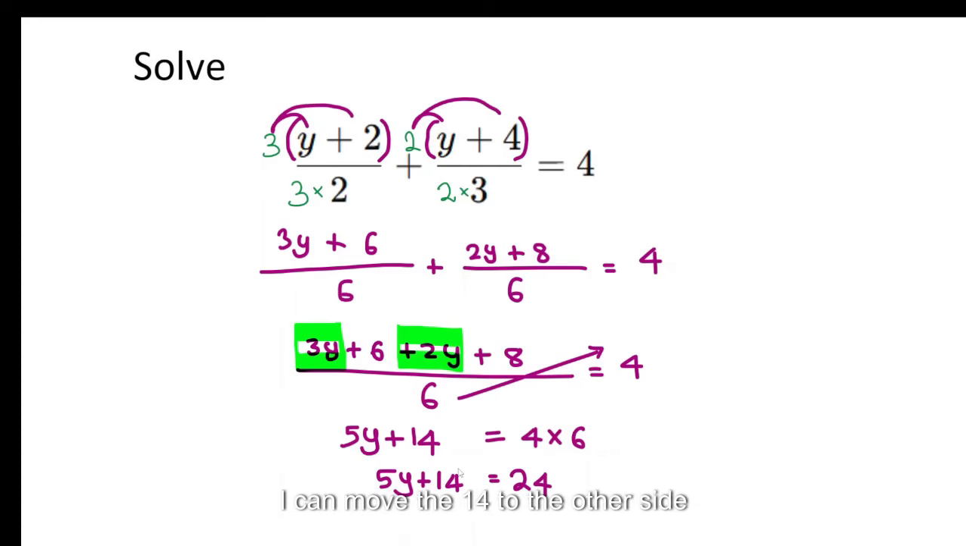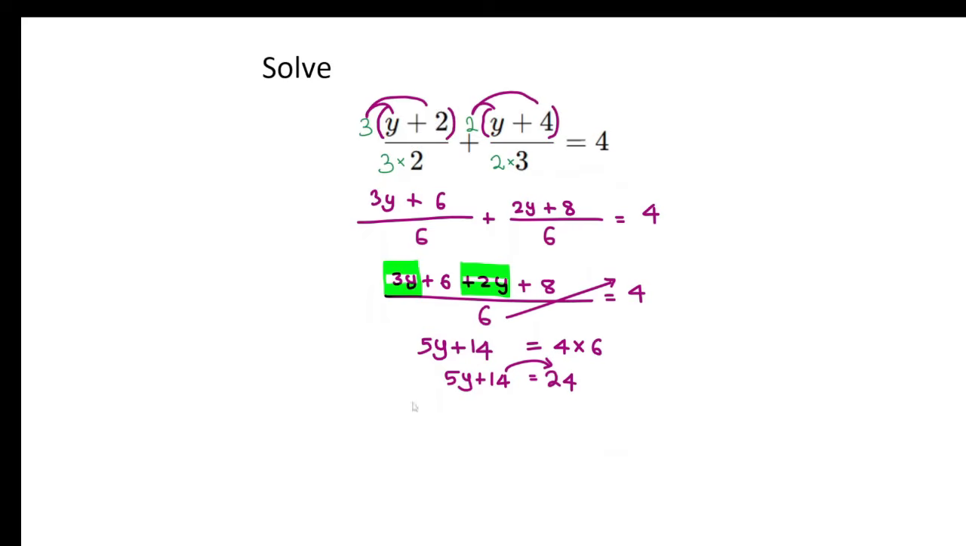I can move the 14 to the other side. So I get 5y is equal to 24 take away 14. So 5y is equal to 10.